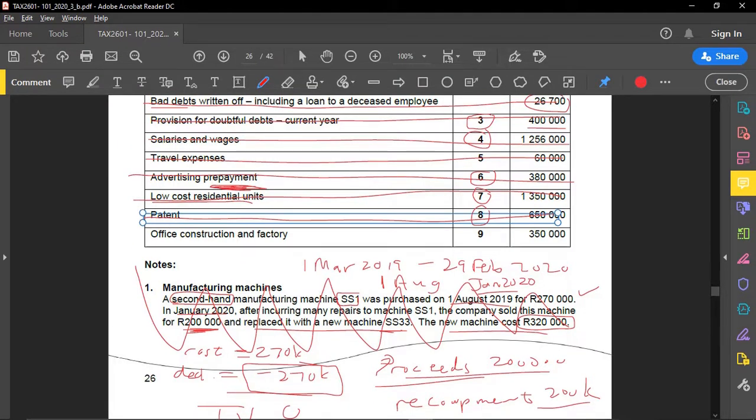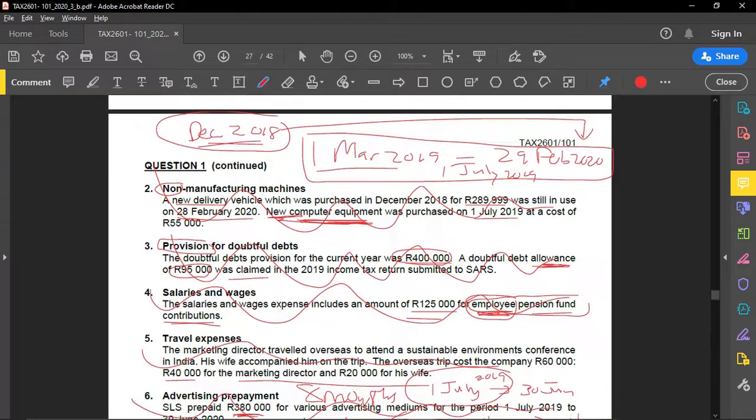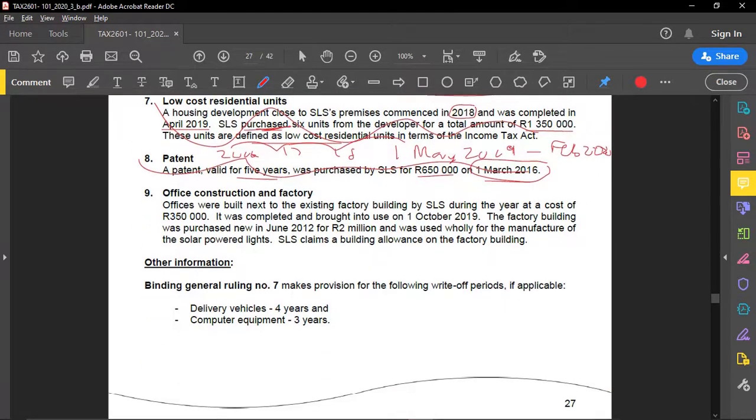Office construction and factory. Number 9, 350,000. Offices were built next to the existing factory building. Okay, so it's not the factory, it's offices. So that would be non-manufacturing. By SLS during the year at a cost of 350. It was completed and brought into use on the 1st of October. Okay, that date's always important because you need to look at the year. It was brought into use during the financial year, or the tax year, I should say, and that's fine.